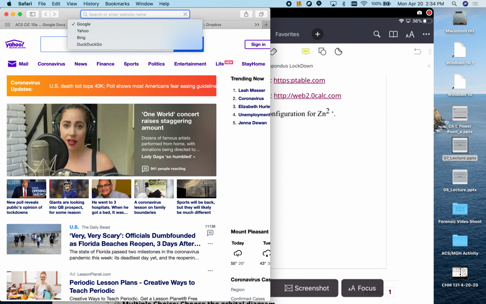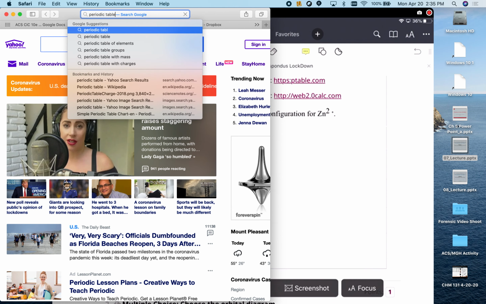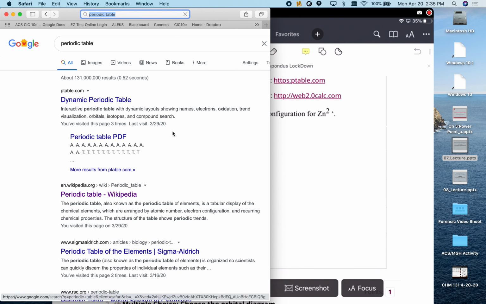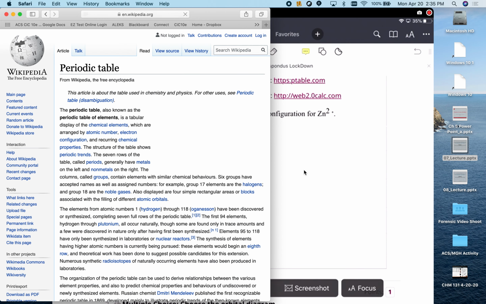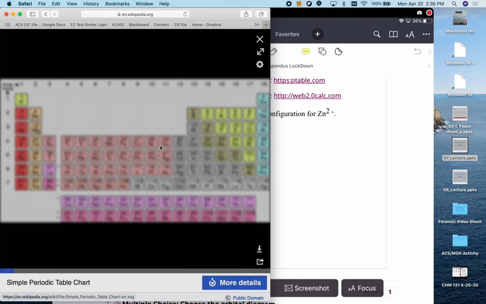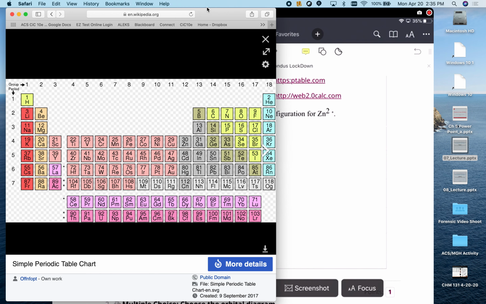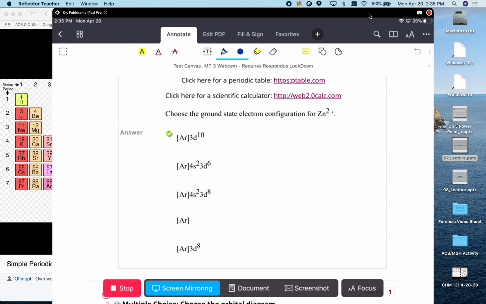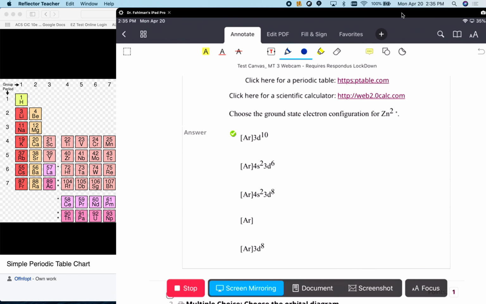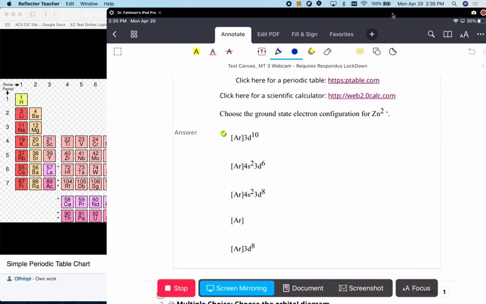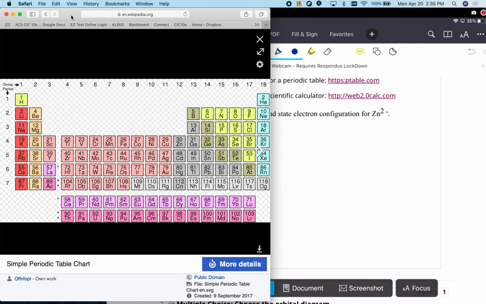Actually, I'll do a proper one. Let's see. Yeah, maybe that one. Good old Wikipedia here. Okay, and so the first question is, what is the electronic configuration for zinc 2+?